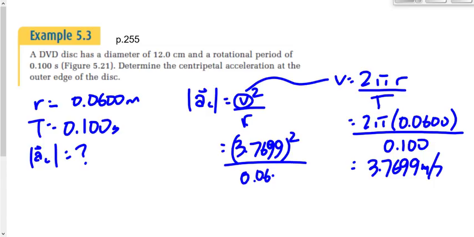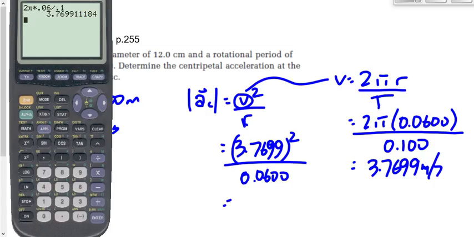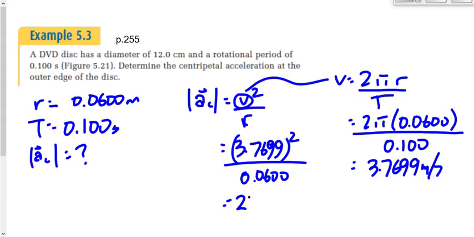Divided by 0.0600. I've got a feeling we're going to end up with a pretty big value here, right? We're squaring this, and then we're dividing it by 0.06. Gives me 236.8, or we'll round that to 3 digits, 237 meters per second squared. That's a pretty big value.